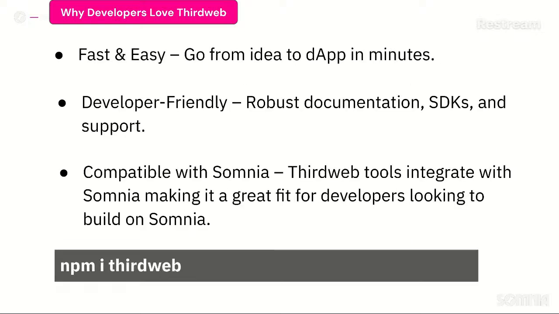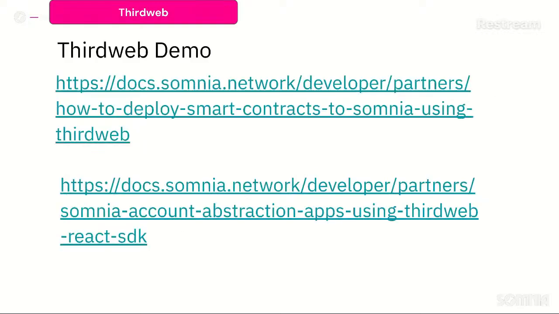Using Somnia dev tools, and using thirdweb, it's fast and easy for developers. They have very robust documentation with SDK guides in it, and it's compatible with Somnia. Then again, this means that if you want to build with thirdweb on Somnia, this service is already available to developers. And here are links to resources in the docs that you can go visit right now, and then you can start using the thirdweb service.